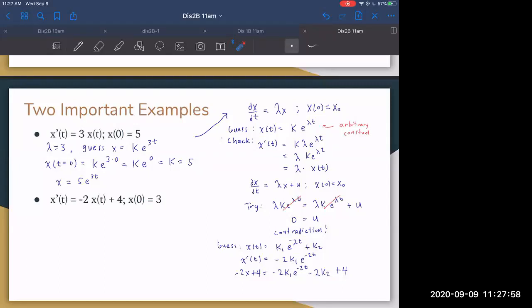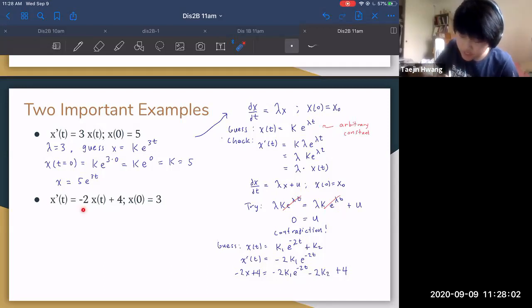Could you just say again what you did in that last step? Yeah, okay. So I took the right-hand side, minus 2x plus 4, and I just plugged in the guess for x. So I just plugged in k1 e to the minus 2t plus k2 as x. Does that clarify things?